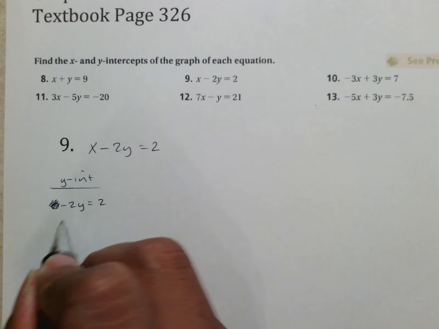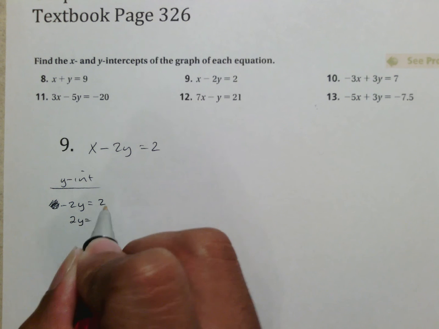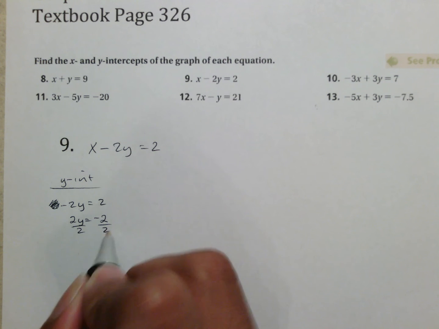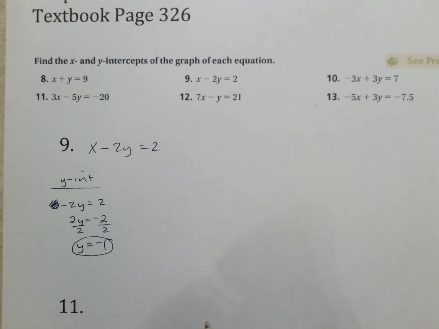Whenever I solve and there's a negative, I just switch signs on both sides. So I'd switch to make this the opposite of what it is, which of course makes this the opposite of what it is. And then I divide both sides by 2, getting y equals negative 1. So that is my y-intercept.